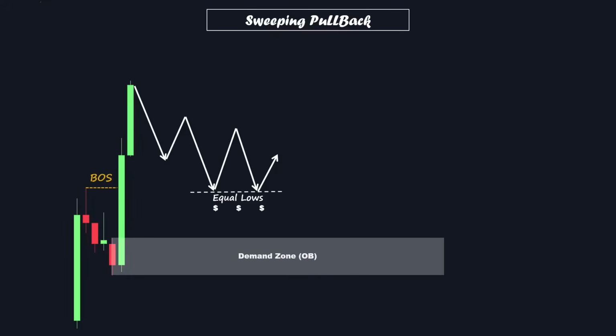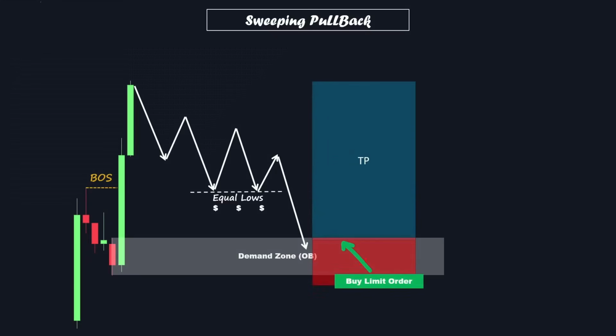In our example, price retraces, forms equal lows, and builds liquidity below them, perfect for a sweep near our demand zone. That liquidity represents stop losses, pending orders, and inefficiency waiting to be collected. Once we have the sweep and the touch of the POI, we can consider entering long.